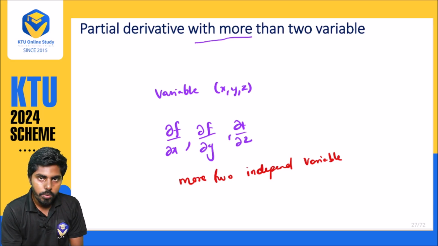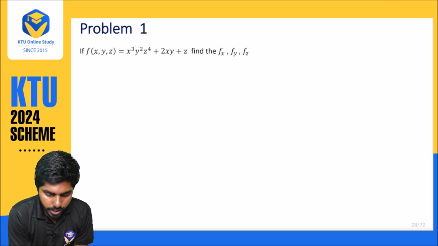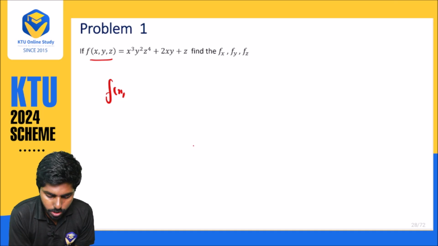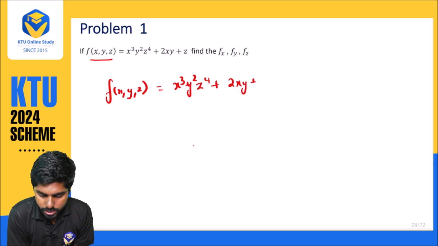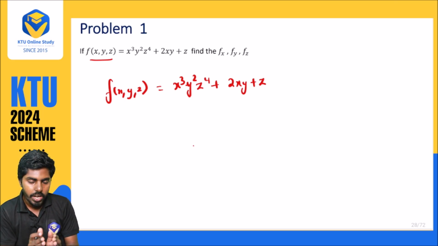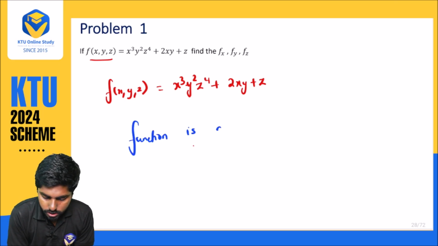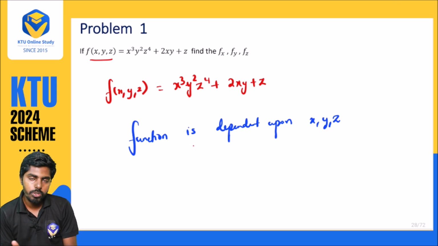So observe problem number 1. In problem number 1, what have they given? The function f of x comma y comma z is equal to x cube y square z power 4 plus 2xy plus z. That means the function is depending upon x, y and z. So they are asking about the partial derivative.